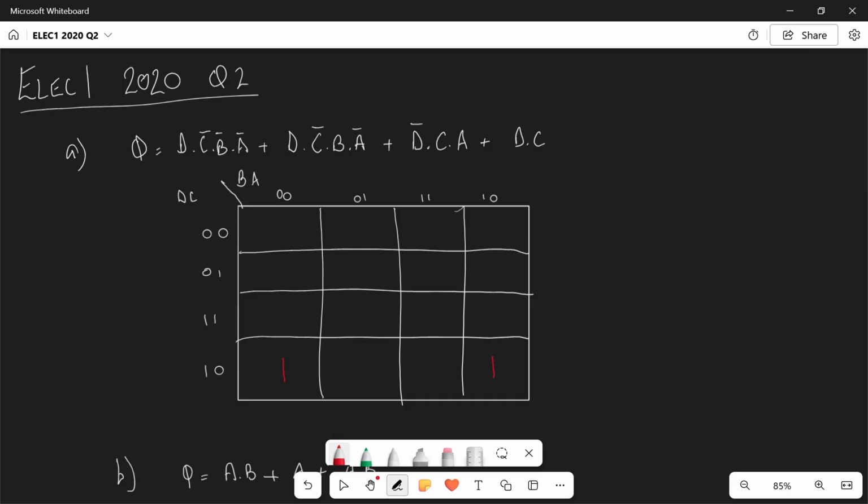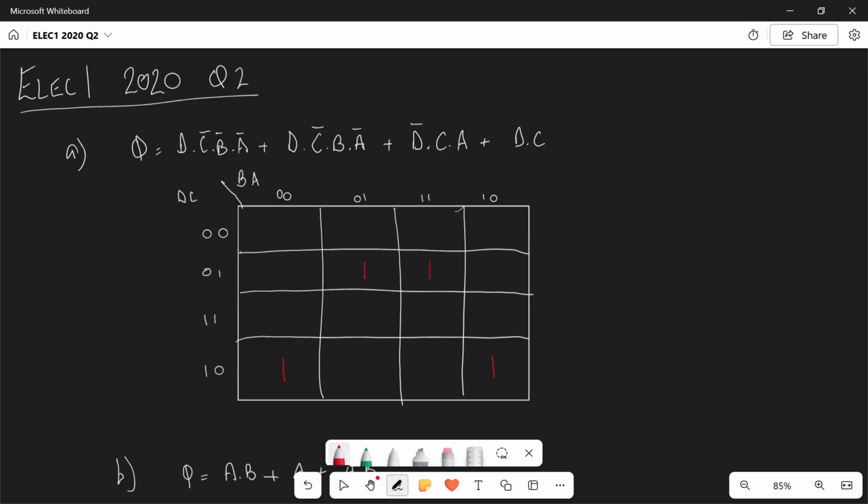And then we've got not D and C and A. That means B doesn't matter. So B can be both high and low. So we're looking for D to be low, C to be high. So that's the second row down. And then A to be high. So A is high, and that's these two positions.